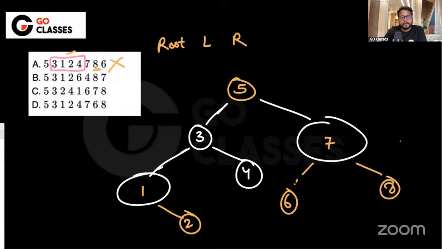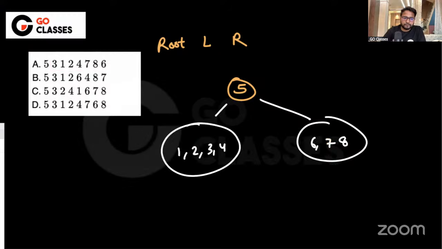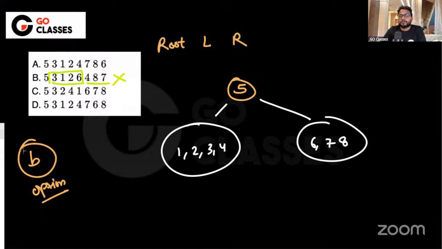Okay. What about option B? So let's check option B. In option B, they are saying that 5 is a root. Now let's deal with this separately, and then let's deal with this separately. On the left, 1, 2, 3, 4 should be coming, but here it is 6. So directly you can say it is not possible.